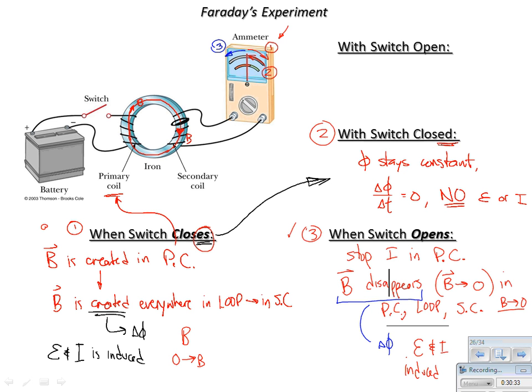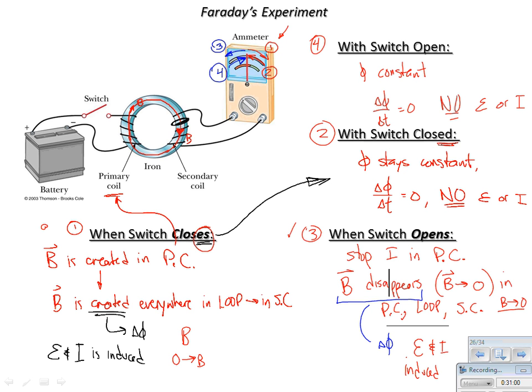And then once the switch is open, we'll call that 4. Right? Well, that's the same as 2. Phi is constant. It just stays 0. Delta phi over delta t is 0. And we get no EMF or induced current. And so what happens is the meter goes back to nothing.